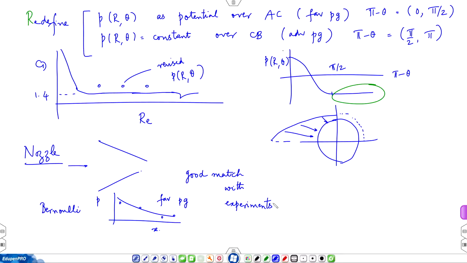Now, can you give an example of adverse pressure gradient? Adverse pressure gradient, the opposite of a nozzle, a diffuser where velocity decreases in the flow direction. So, when you put that in the Bernoulli's equation, you will get pressure increasing in the flow direction. So, the opposite of a nozzle is a diffuser.